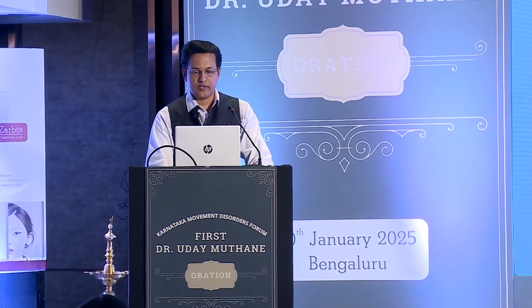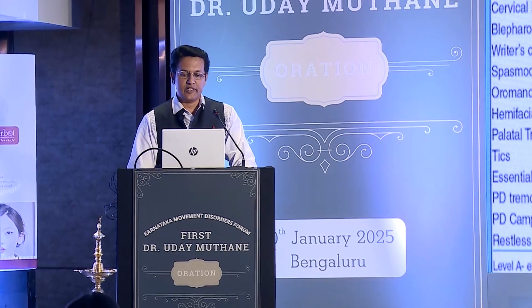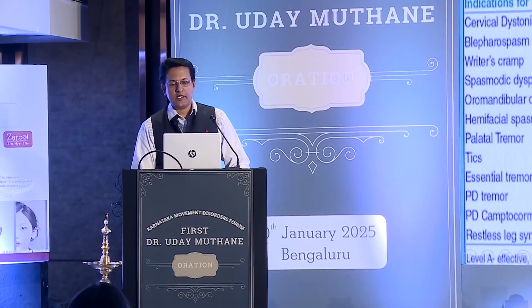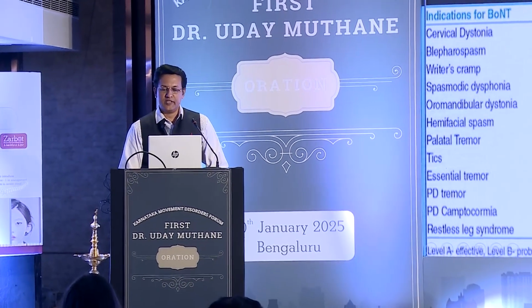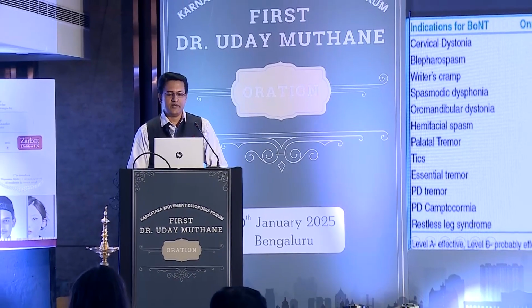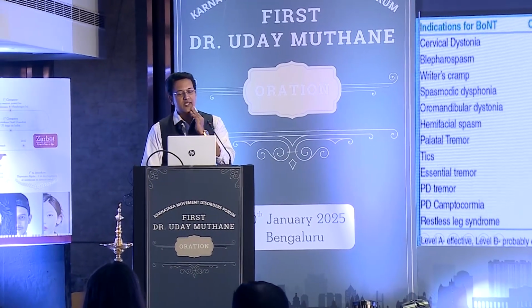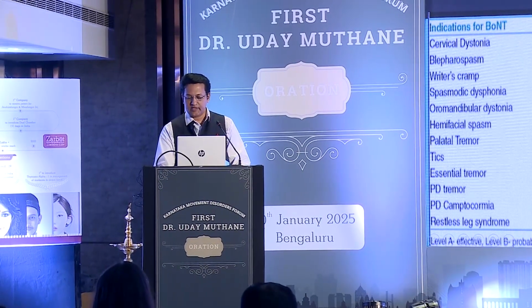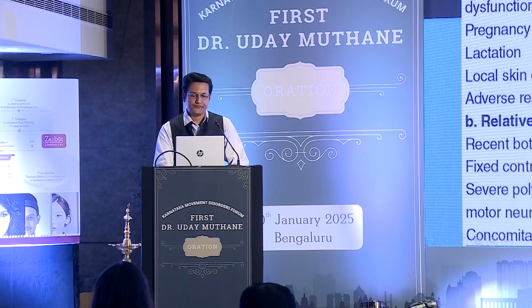Now what are the indications? All these are indications: hemifacial spasm, blepharospasm, cervical dystonia, writer's cramp, all dyskinesias, lingual dystonias, spastic hemiparesis, and chronic headaches. If you look at the evidence, there's perhaps level A evidence only for cervical dystonia, whereas you have B and C levels of evidence, but that's not much of a concern because we know it works.